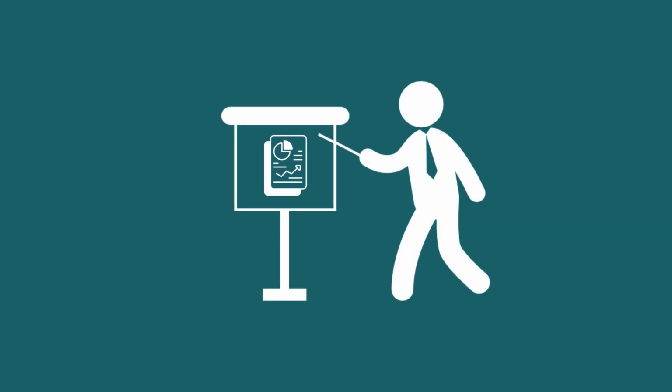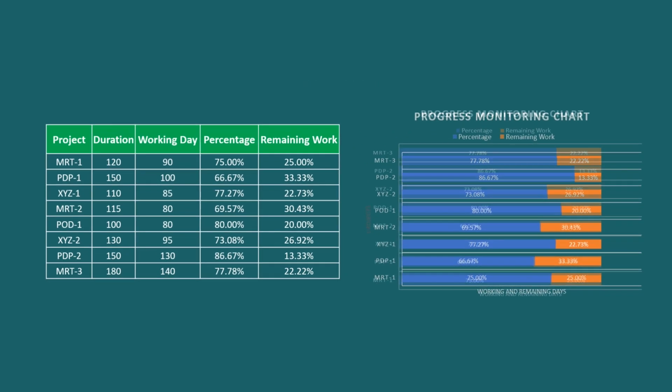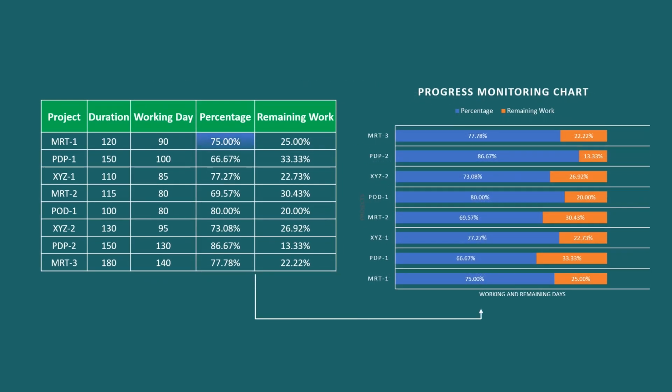As a project manager, you must be aware of how your projects are going. This is where a progress monitoring chart comes in handy. A progress monitoring chart, as the name says, visually represents the progress of a single or multiple projects.